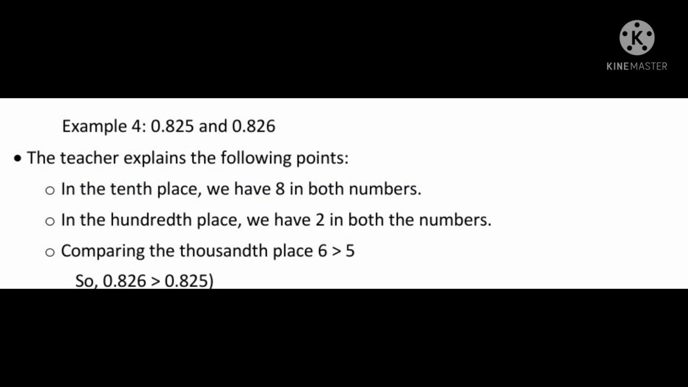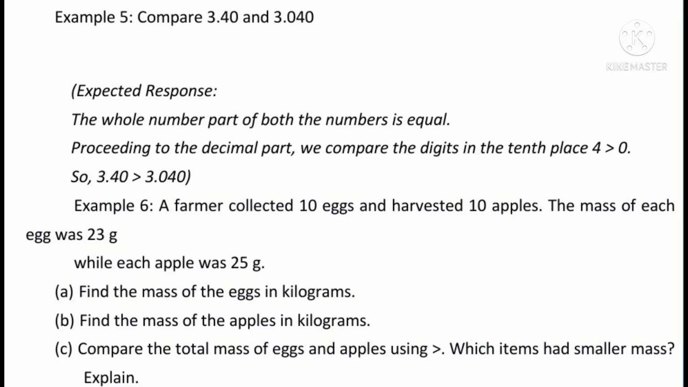Then example number 5, compare 3.40 and 3.040. Now this the students are expected to answer, and their expected response would be something like: the whole number part of both the numbers is equal, that is 3. Proceeding to the decimal part, we compare the digits in the tenths place, and we see that one number has 4 in the tenths place, the other number has 0 in the tenths place. Since 4 is greater than 0, we can say that 3.40 is greater than 3.040.